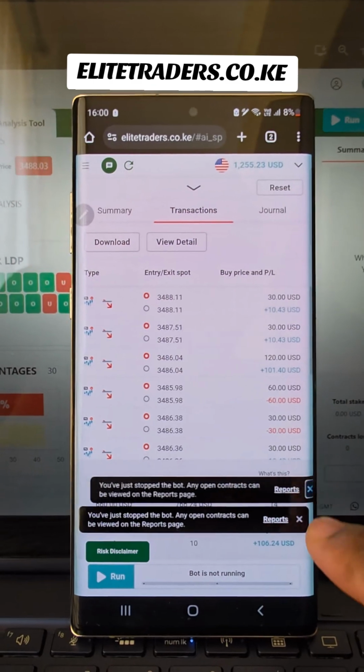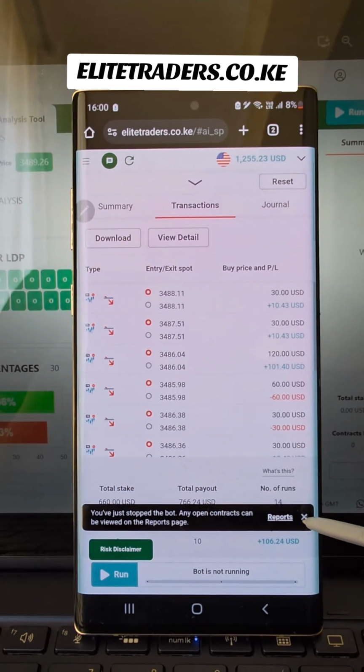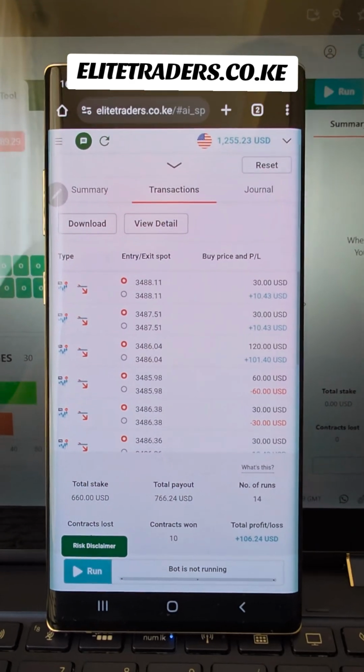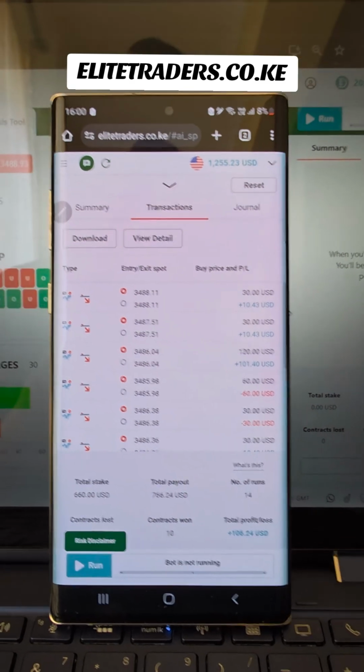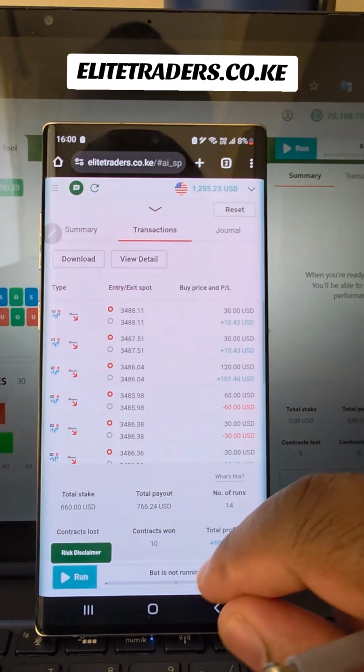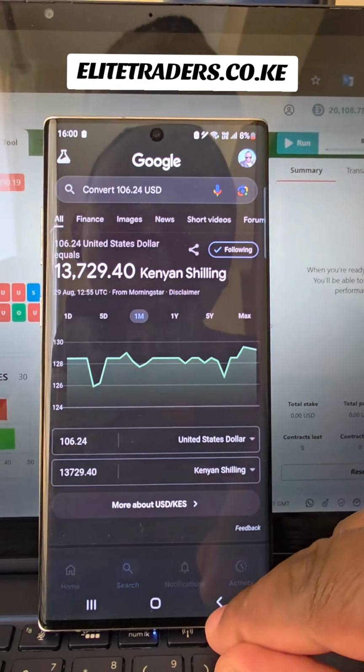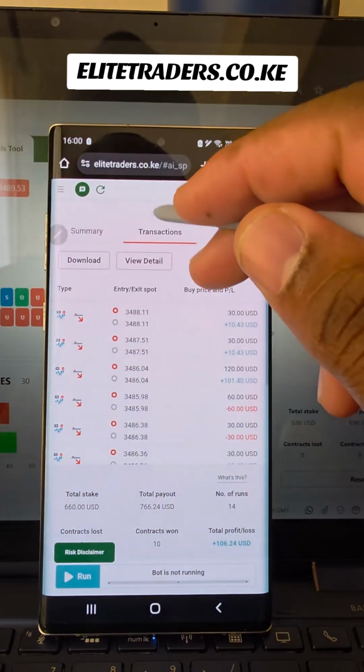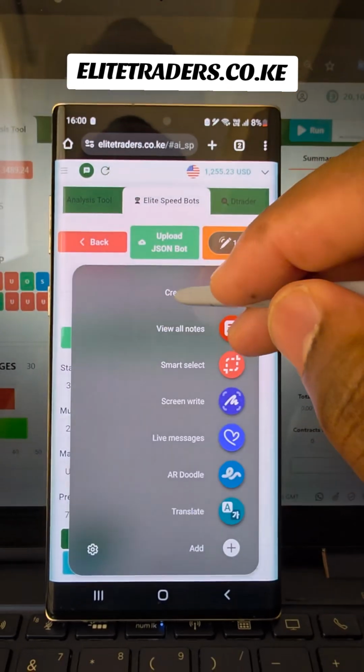So just check the performance. We have taken 14 trades, 10 wins and just 4 losses, and everything is just auto. So if you are having losing trades, I don't know what your problem is. 13,000 Kenya shillings. So this is how the robot is trading.